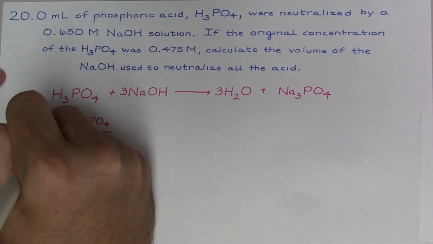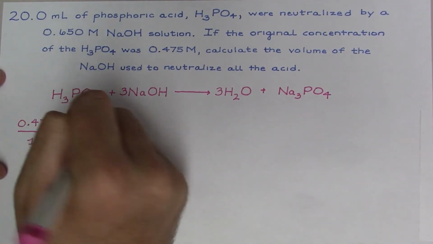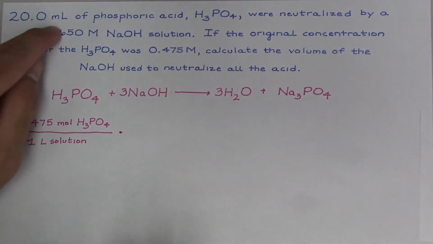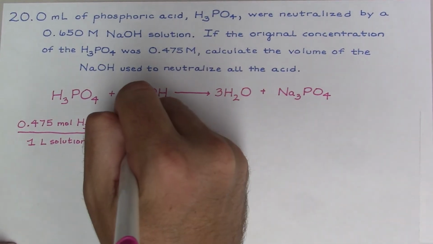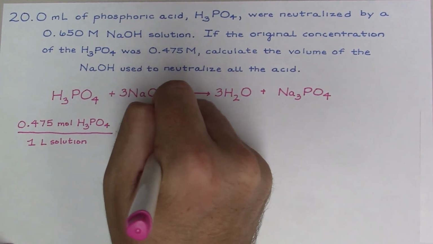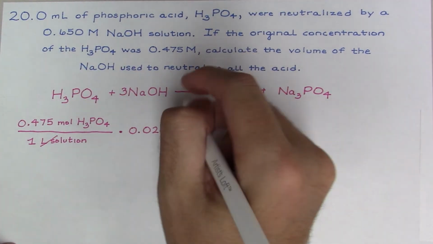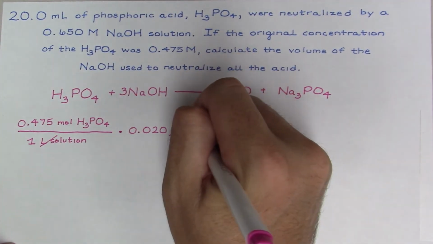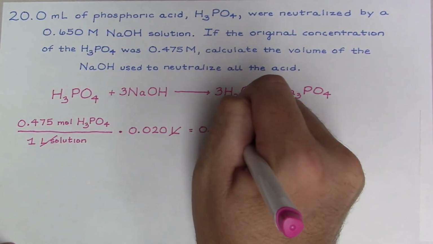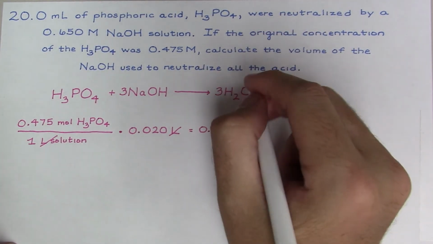This is using the definition of our molarity. Now what we need to do is multiply by our volume. In this case, it would be 20 milliliters. But now because we have milliliters versus liters, we should convert that 20 mL into liters. This is done by multiplying by 0.020 liters. So we'll cancel out our liters, and we can get moles of our H3PO4. That value is 0.00950 moles of phosphoric acid.